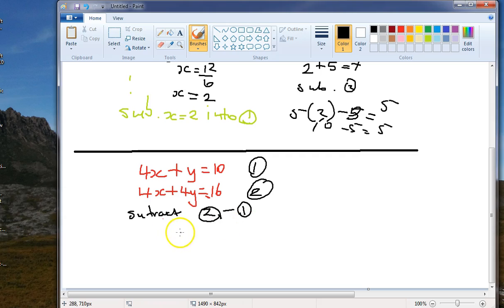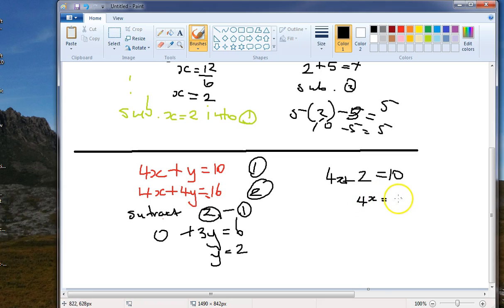And that will give us 0 plus 3y equals 6. Y therefore equals 2. Substitute it into one of the equations. It doesn't matter which one. So I'm going to put it into 1. Becomes 4x plus 2 equals 10. 4x equals 8 because we've subtracted the 2 from the other side. Therefore, x equals 2. So our final answer would actually be 2, 2, for a point at which these two equations intersect.